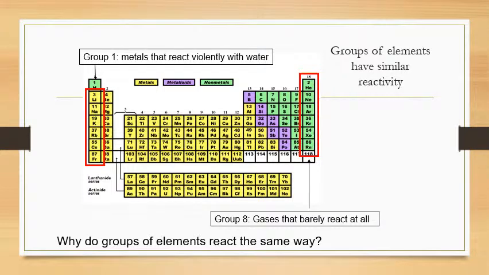So why do groups of elements react in the same way? Well, we've already done electron configuration, so you should have a concept around that. It's because they have the same number of outer electrons. Being in group 1, it has 1 outer electron, which is important in terms of its reactivity.